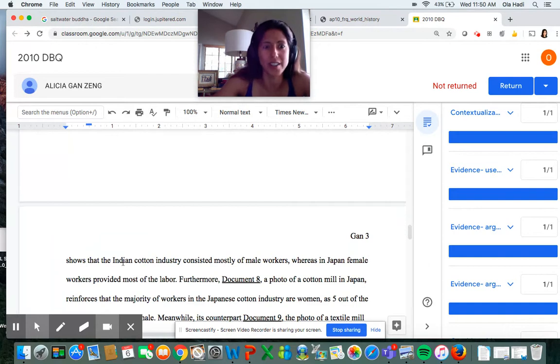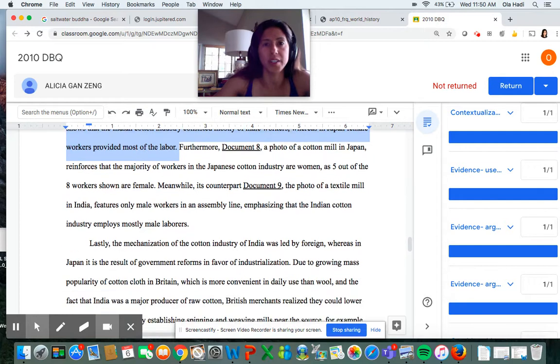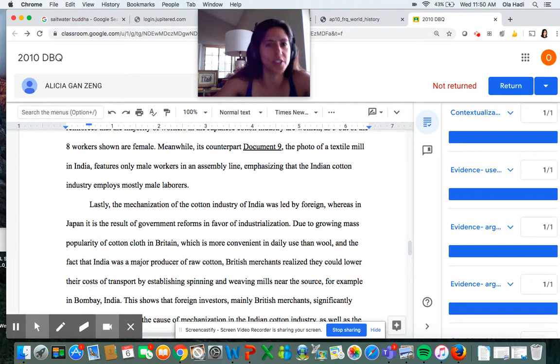This shows that the Indian cotton industry consisted mostly of male workers, whereas in Japan, female workers provided most of the labor. Excellent. Here's her arguing. That's the difference between using and arguing. Furthermore, document 8, a photo of a cotton mill in Japan, reinforces that the majority of workers in the Japanese cotton industry were women, as 5 out of 8 workers shown are female. Meanwhile, its counterpart, document 9, the photo of a textile mill in India, features only 2 male workers in the assembly line, emphasizing that the Indian cotton industry employs mostly male laborers. Accurate. Correct. She's taking evidence from the documents and using it to prove a point.